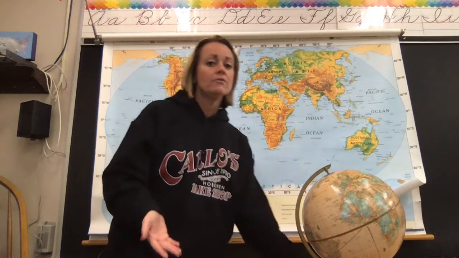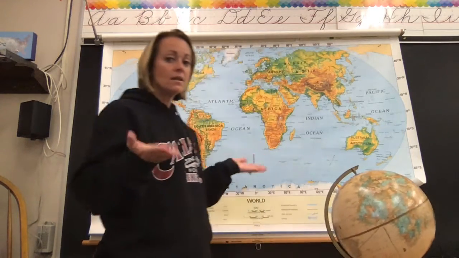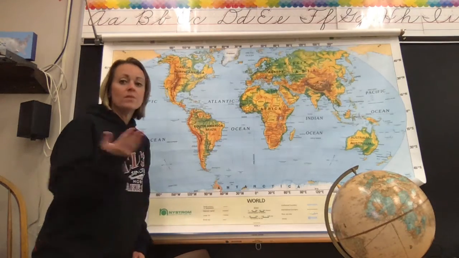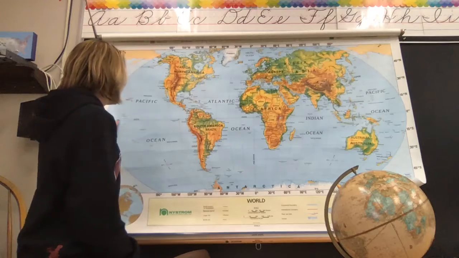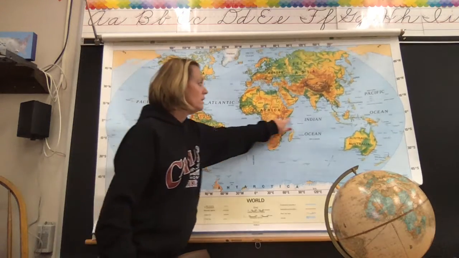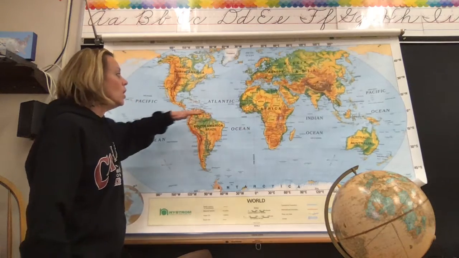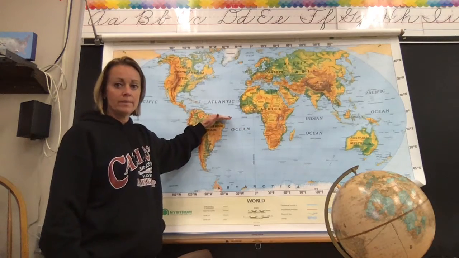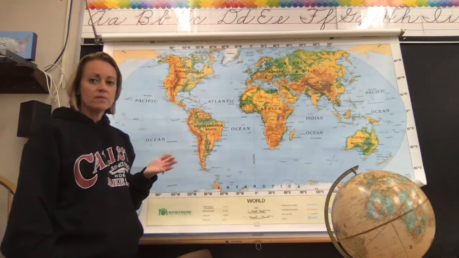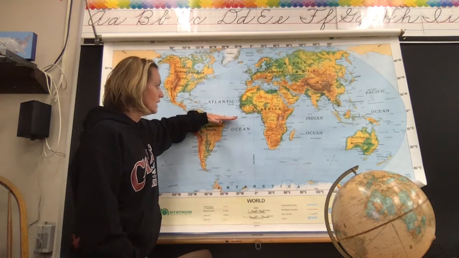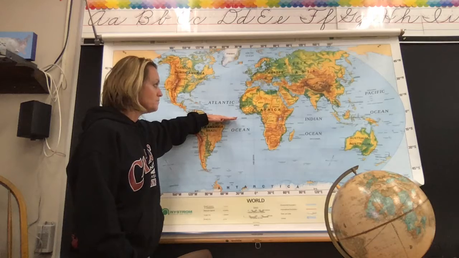Now, the same is true if you're looking at the map. We also have a map of the world. On the map of the world, here is your equator. So you have your lines of latitude also on the map. The same thing is going to hold true. Your equator is your 0 degrees.